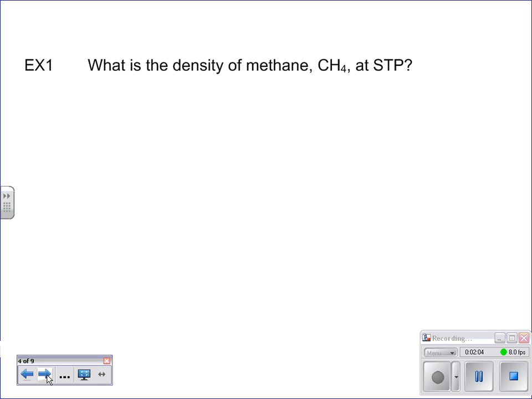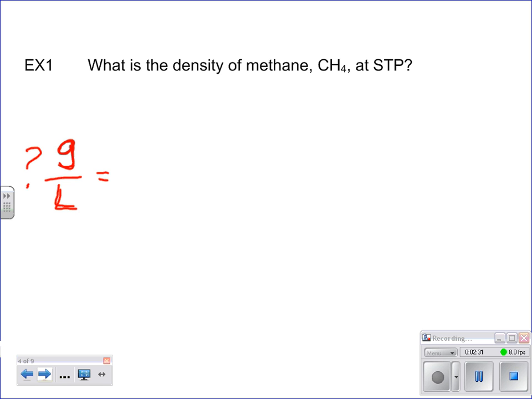It just says, what is the density of methane at STP? So we are looking for density. What units would I get density in for a gas? Grams per liter. So there's our density that we're looking for. And again, if you write this down, we just have to think about the dimensional analysis and getting grams on the top and liters on the bottom. Uh-oh, I don't really have any numbers to work with, but what do we know? What could we think about?